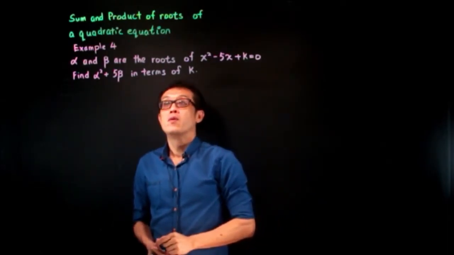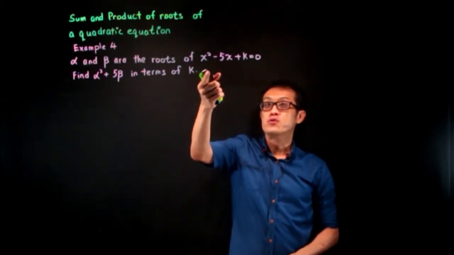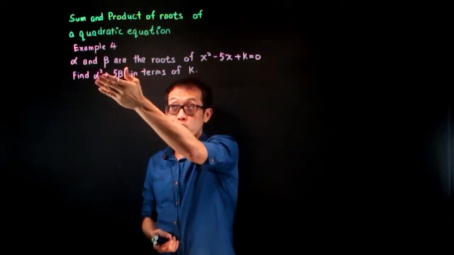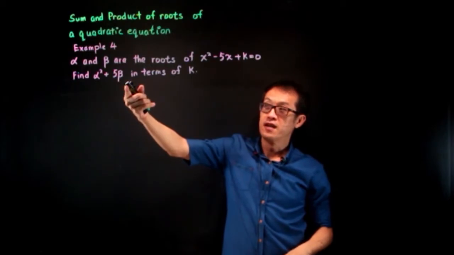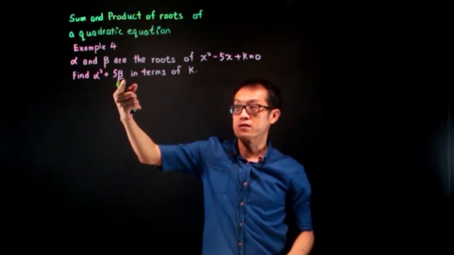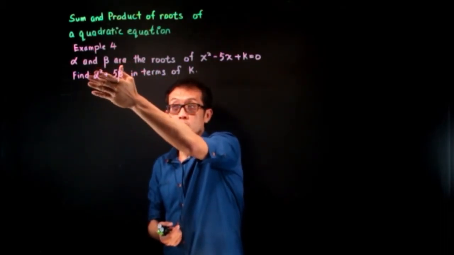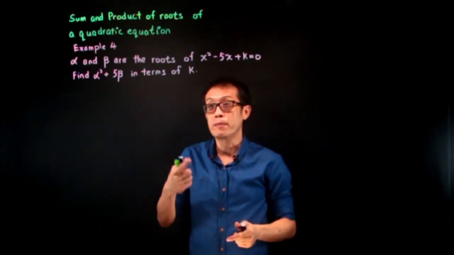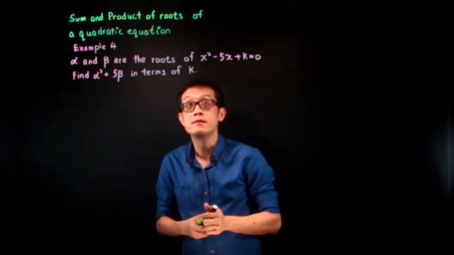Now, one way of doing it is you try to solve this equation in terms of k, and one of the roots will be alpha and one of the roots will be beta. Then you just express alpha squared plus 5 beta in terms of k, because you already found the roots, so your alpha and beta are already in k. That is one way, but that is a bit long compared to what I will be showing you. Now let us begin.